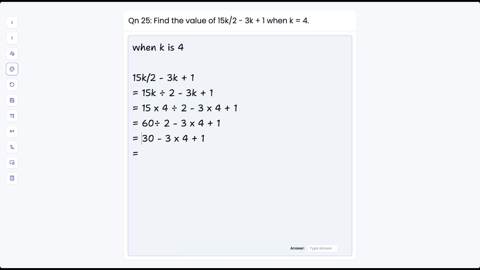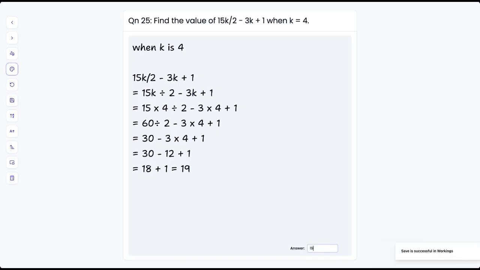So for order of operations, we always go for the divide and multiply from left to right. So the next one is 3 times 4. So this will be 30 minus 12 plus 1. And then from here, we can just do as per normal. So 30 minus 12 is 18, plus 1 equals 19. Okay, that's it. All right, let's move on to the next question.